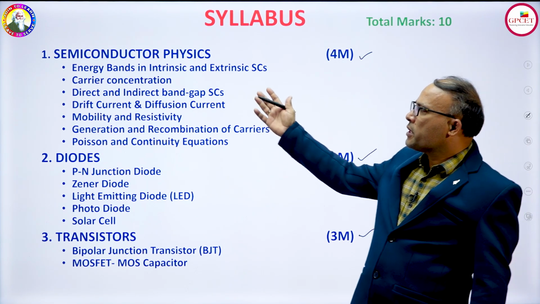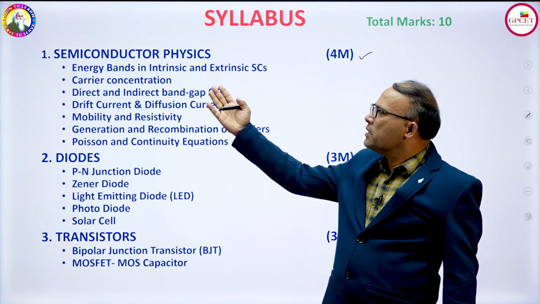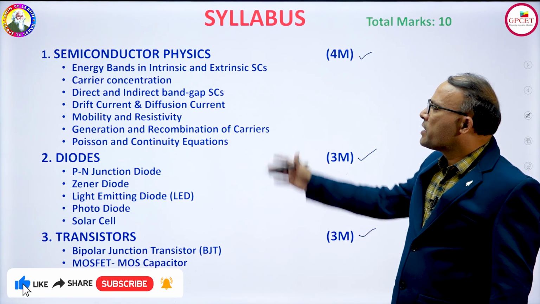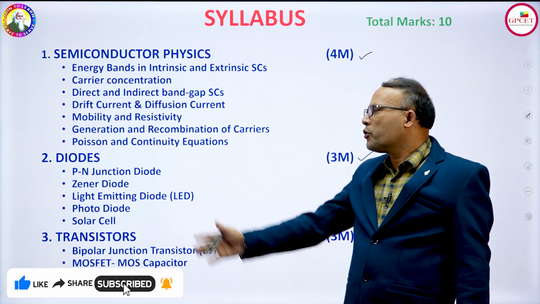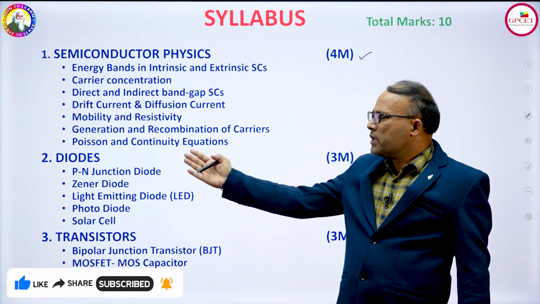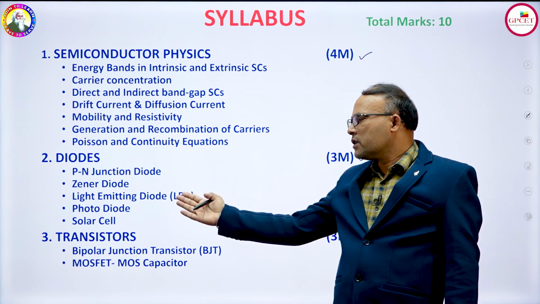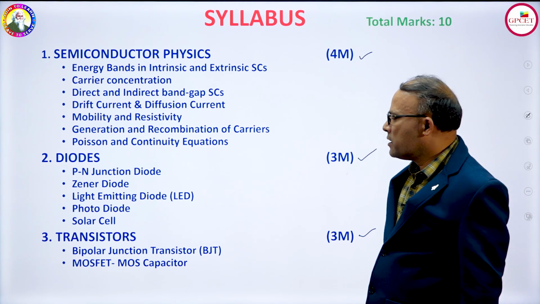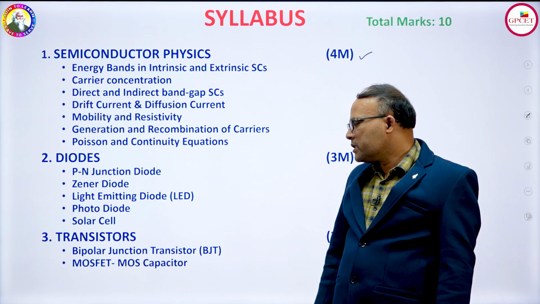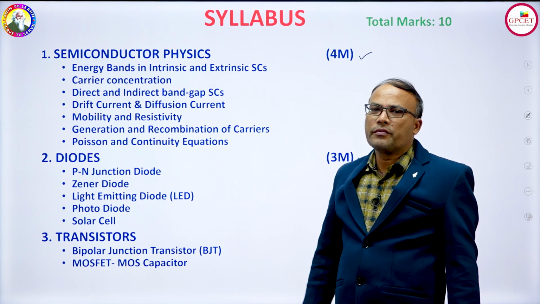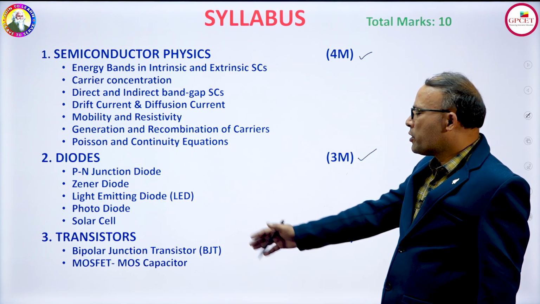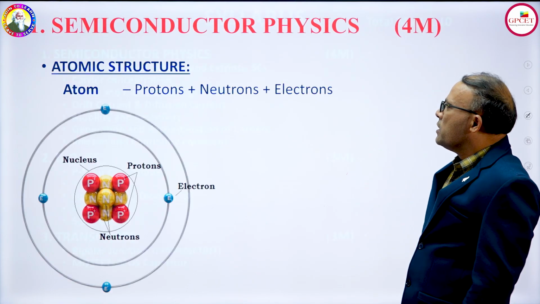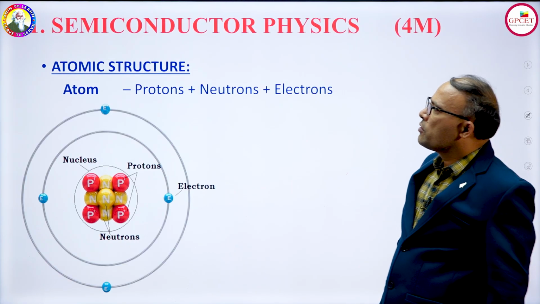Semiconductor physics contains energy bands, carrier concentration, direct and indirect band gaps, drift, mobility, generation, recombination, Poisson and continuity equations. Likewise, in diodes, we learn the PN junction diode and special diodes like the Zener diode, LED (light emitting diode), photodiode, and solar cell. Coming to transistors, we have BJTs and metal oxide semiconductor field effect transistors. The main important part there is the MOS capacitor. Now let us go deep into the subject called semiconductor physics.